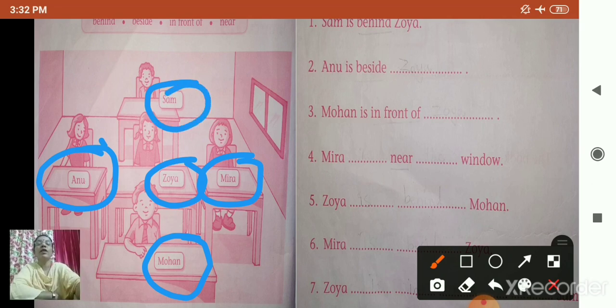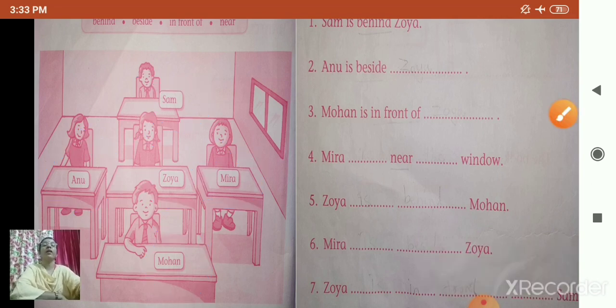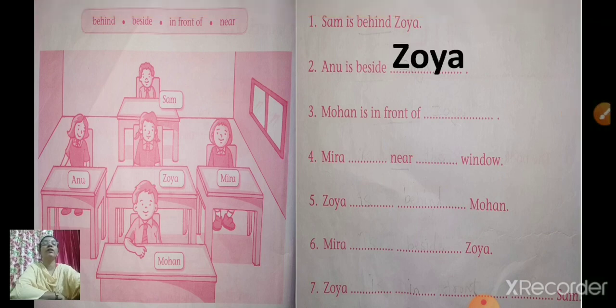So this boy is Mohan. This girl is Meera. This girl is Zoya. And this girl is Anu. And this boy is Sam. Okay. So these children are there in the class. Now just see here. The questions are asked. First one. Can you see the first one? Sam is behind Zoya. So this first one is done for you. First activity is done for you.